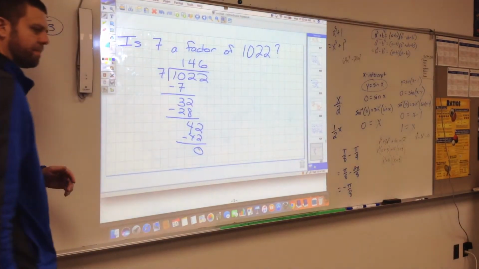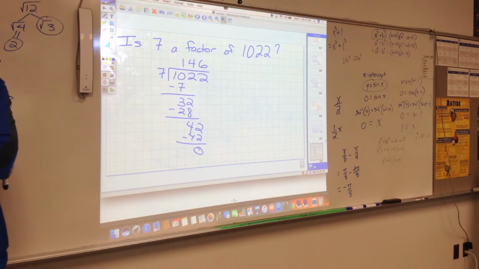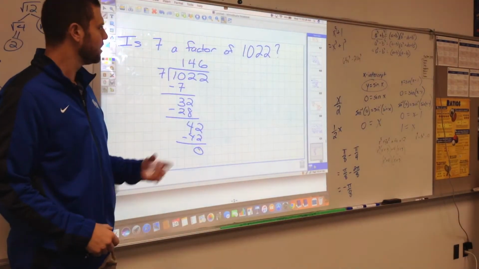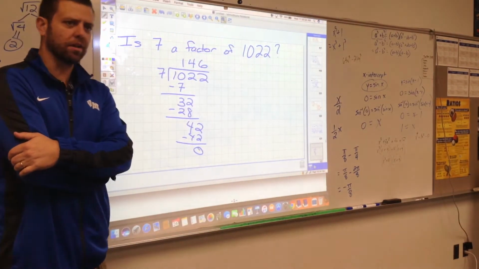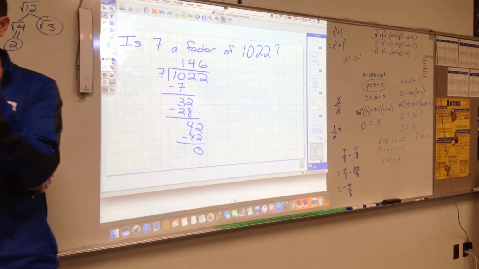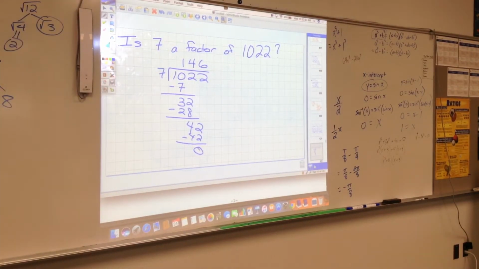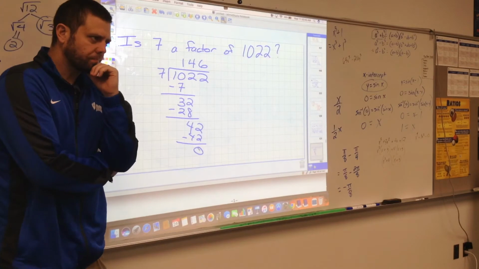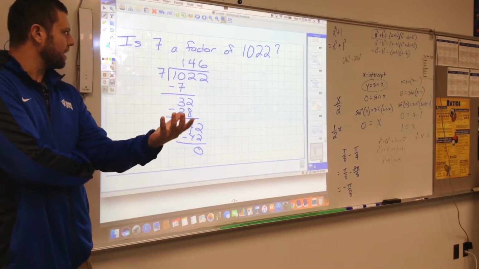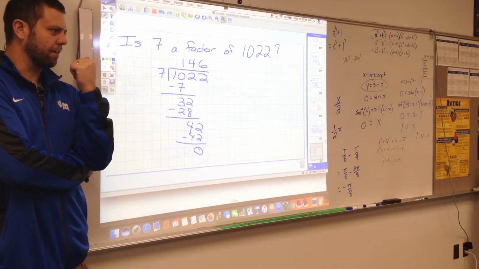Yes. So is 7 a factor of 1022? Yes, because 146 went in and there's not a remainder. There's nothing left over, no remainders, no decimals, right? So is 7 a factor of 1022? Yes, because there's no remainder. Correct. The reason I'm showing you this is to show you another way to determine if something is a factor or not.